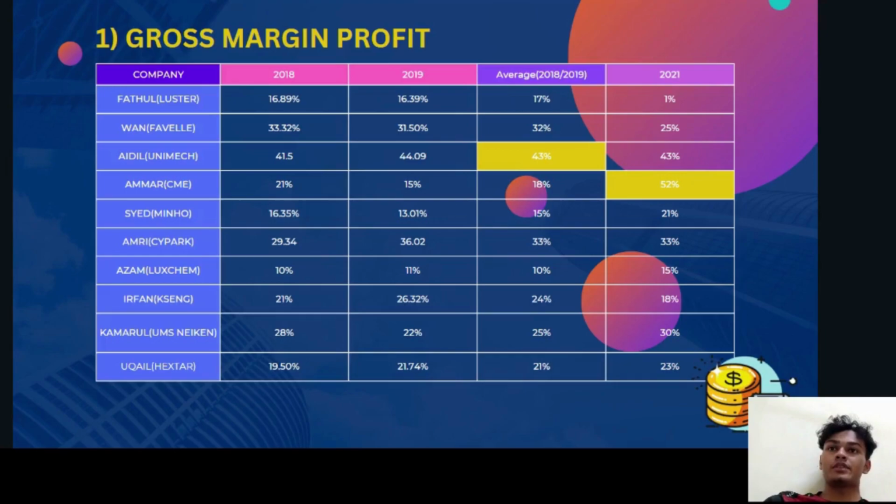First is gross margin profit. It's a profitability ratio that compares the gross margin of a company to its revenue. It shows how much profit a company makes after paying off its cost of goods sold. Based on the gross margin profit, a higher ratio is more favorable.